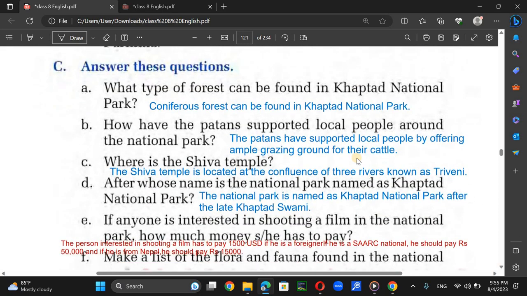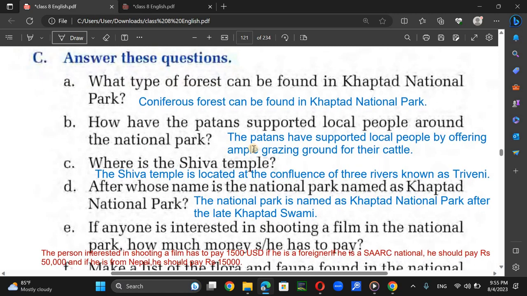Okay, next one. Answer these questions. What type of forest can be found in Khaftar National Park? So you can say coniferous forest. You know coniferous forest? Yes, it's like the forest with pine, fir, such trees are found there. Coniferous forest can be found in Khaftar National Park.